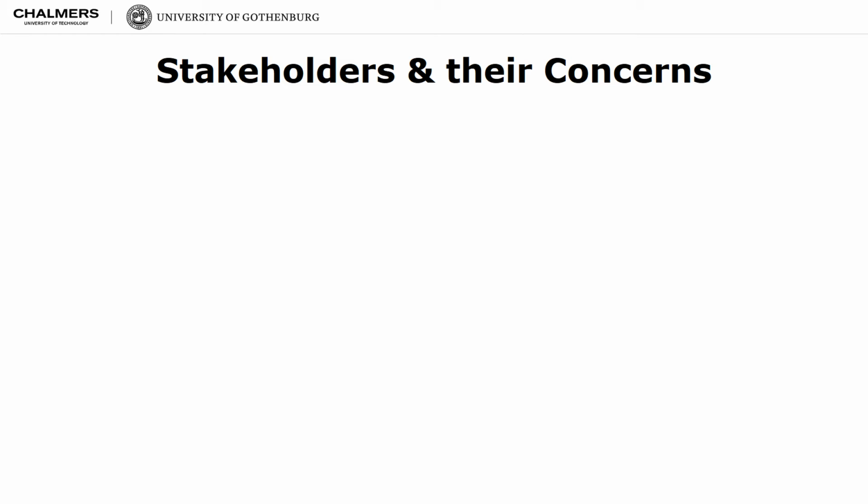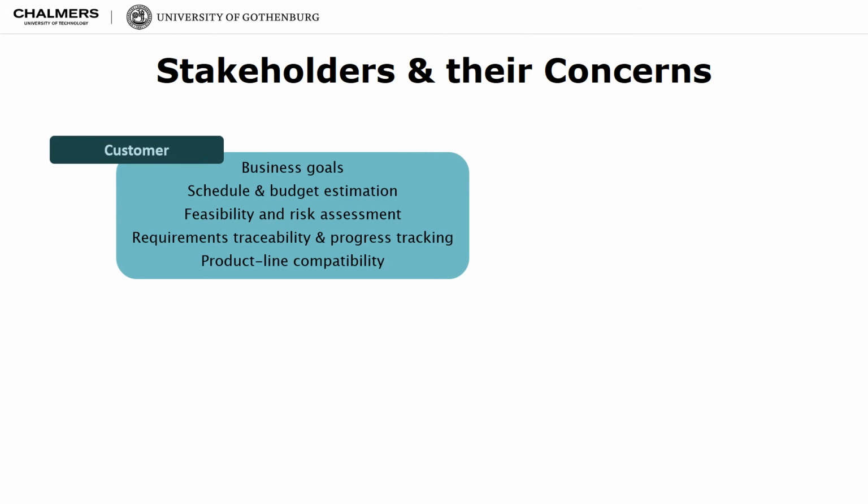Stakeholders and their concerns. As we stated, any project has a variety of stakeholders. Each of these groups has their own concerns. A customer is the party that pays for a system, has concerns regarding the business goals, the schedule, feasibility and risk, and also product line compatibility.